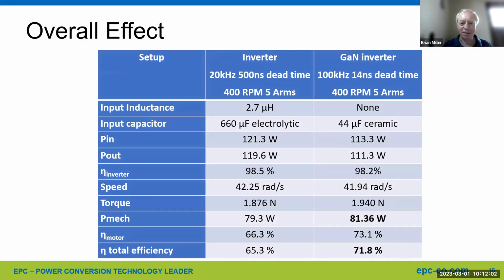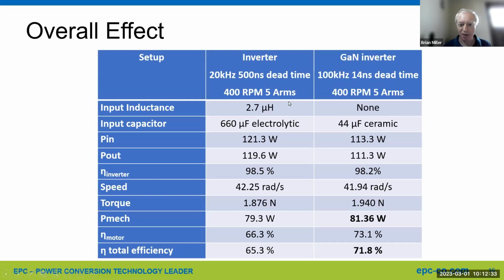Here's some details. On the left, you see an inverter with silicon MOSFETs. On the right, a GaN inverter. Now, there are different conditions, 200 kilohertz versus 100 kilohertz. You can also say 200 nanoseconds versus 14 nanoseconds dead time. You could say that's not fair, but it actually is fair because you can get a reliable 14 nanoseconds dead time with GaN FETs. You can't really do that with MOSFETs due to reverse recovery.